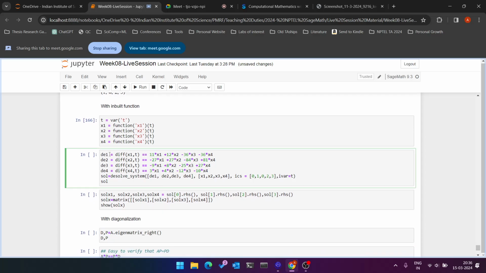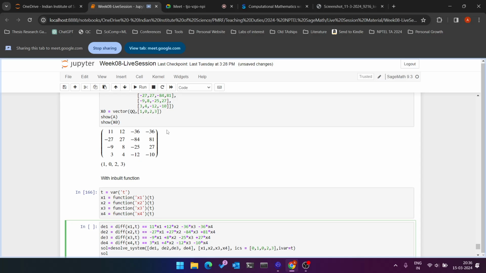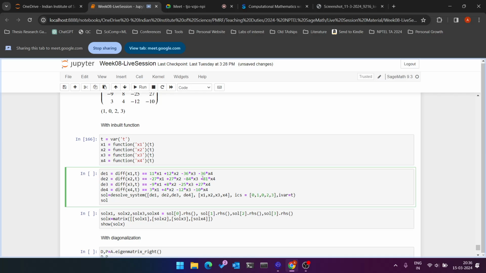Now, the first differential equation is the differential equation of x1 with respect to t. I am just multiplying the first row with x1, x2, x3, x4. So that gives me this equation. Similarly, the derivatives of x2 with respect to t, x3 with respect to t, and x4 with respect to t are defined. So we have four differential equations: d1, d2, d3, d4.